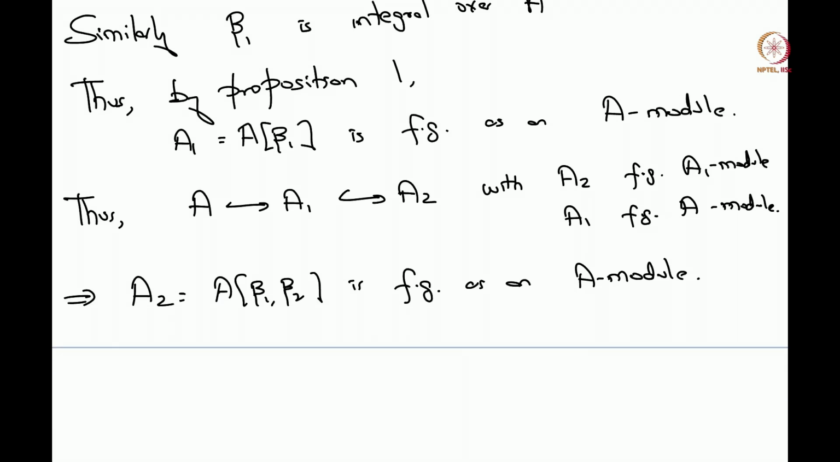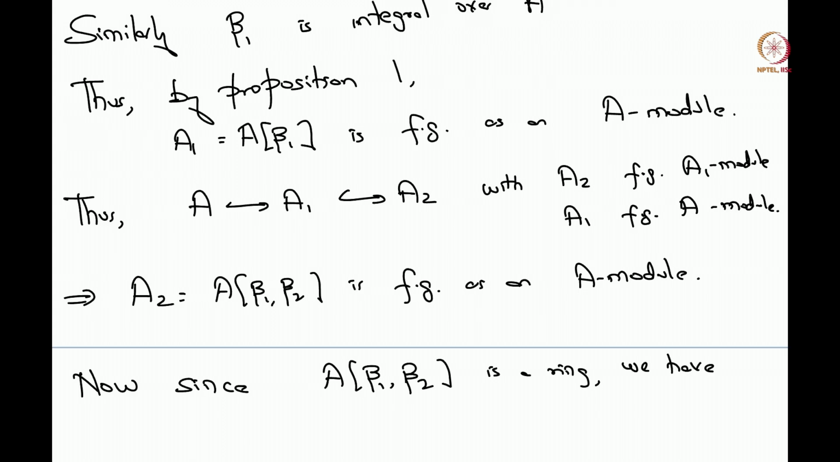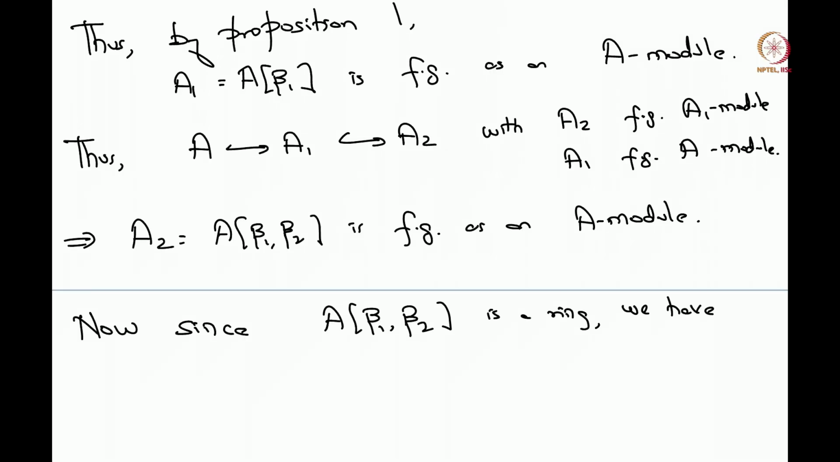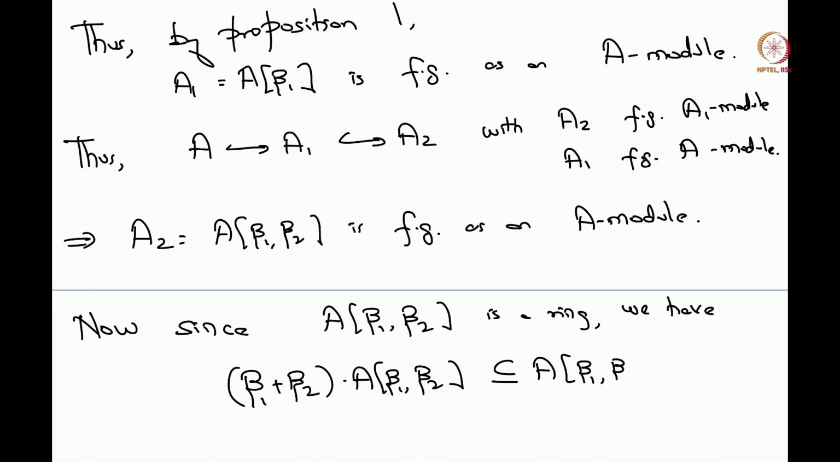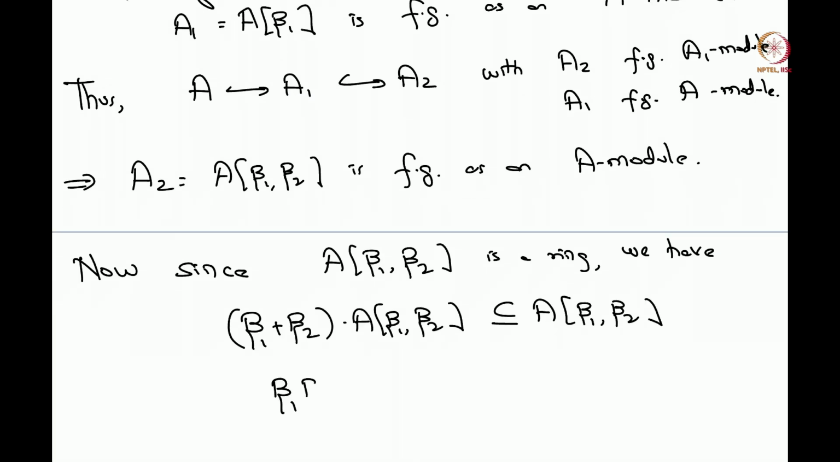Okay, but A adjoin beta 1 beta 2 is a ring. So what we have is that beta 1 plus beta 2 is an element of this ring. So when you multiply it with the subring A beta 1 beta 2, it still sits inside A beta 1 beta 2. And similarly, beta 1 times beta 2 is also in this ring. So when you multiply it with any element of this ring A adjoin beta 1 beta 2, you still land inside A beta 1 beta 2.